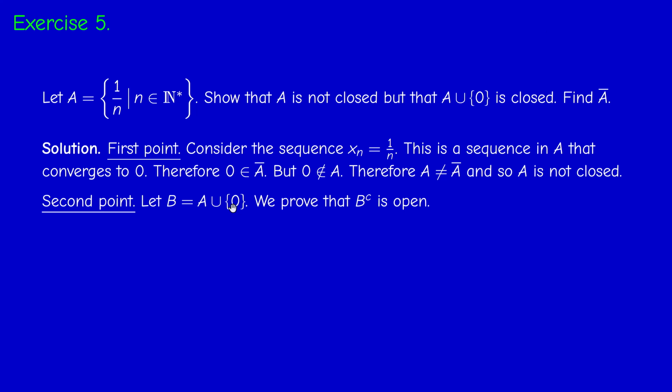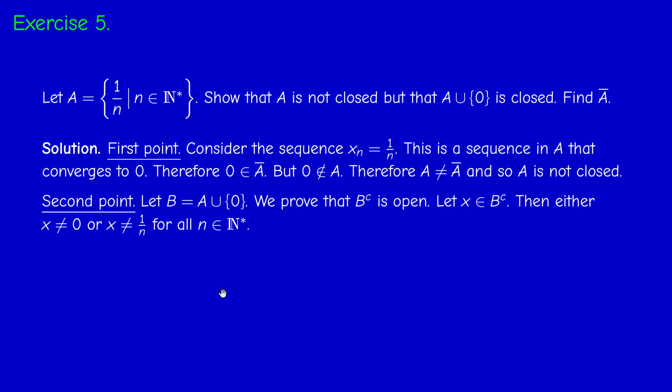So call the set B. So we have to prove that the complement of B, that we can denote by R without B or B^C, is open. So we have several notations for complements. Okay. How do we prove that? We prove that B^C is a neighborhood of all its points. So we take an arbitrary element x not in B. If it's not in B, then it's not in A and not 0. So it's different from all inverses of the integers because it's not in A, and it's different from 0.